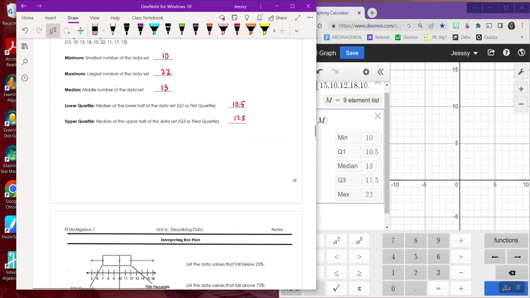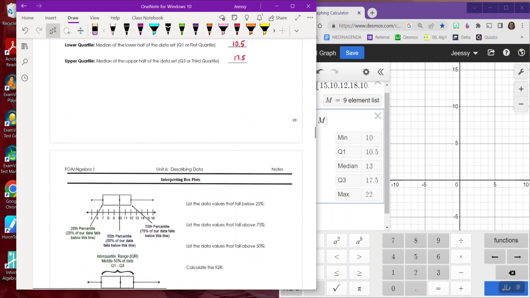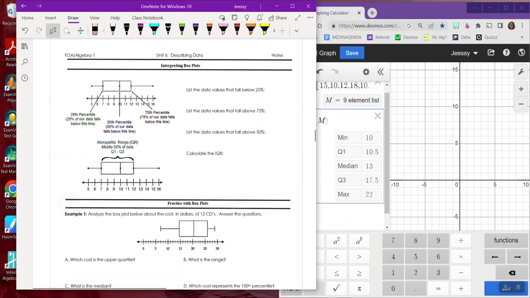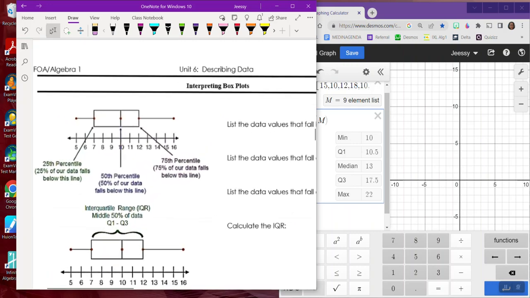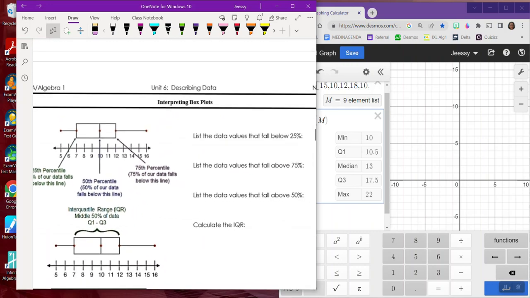Look good? You don't need me for the exact. You have it on your screen. You have those numbers. All right. When it says list the data values, that's referring to these numbers over here. Clear? So which numbers fall below 25?